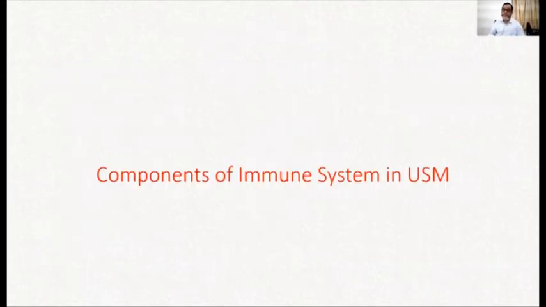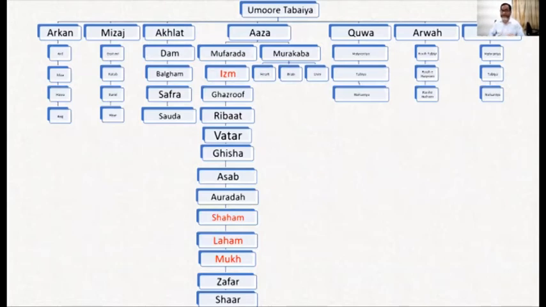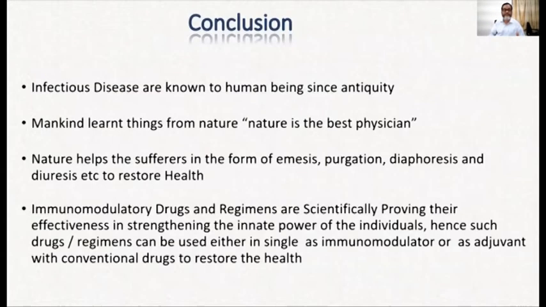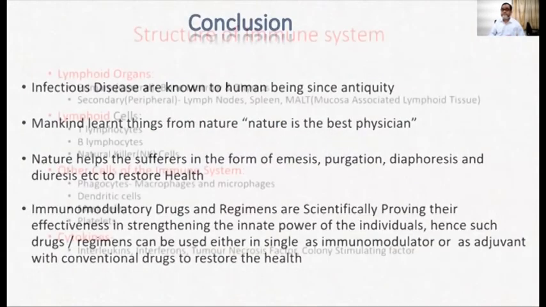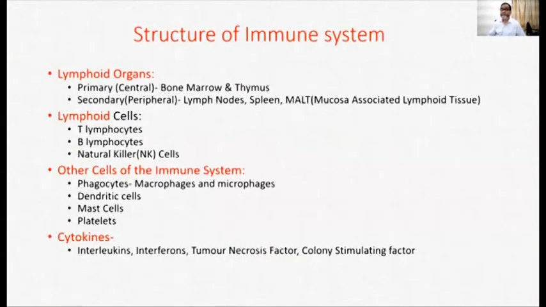If you look at the components of the immune system in Unani medicine, first let me say what modern medicine says. In modern medicine, the structure of the immune system is explained through lymphoid organs: primary, central, that is the bone marrow and thymus; secondary, peripheral, where we have lymph nodes, spleen, and mucosa-associated lymphoid tissue. Lymphoid cells include T lymphocytes, B lymphocytes, and natural killer cells. There are other cells of the immune system, such as phagocytes, macrophages and microphages, dendritic cells, mast cells, platelets, etc. And above all, there are cytokines like interleukins, interferon, tumor necrosis factor, and colony stimulating factors. This is the modern understanding.